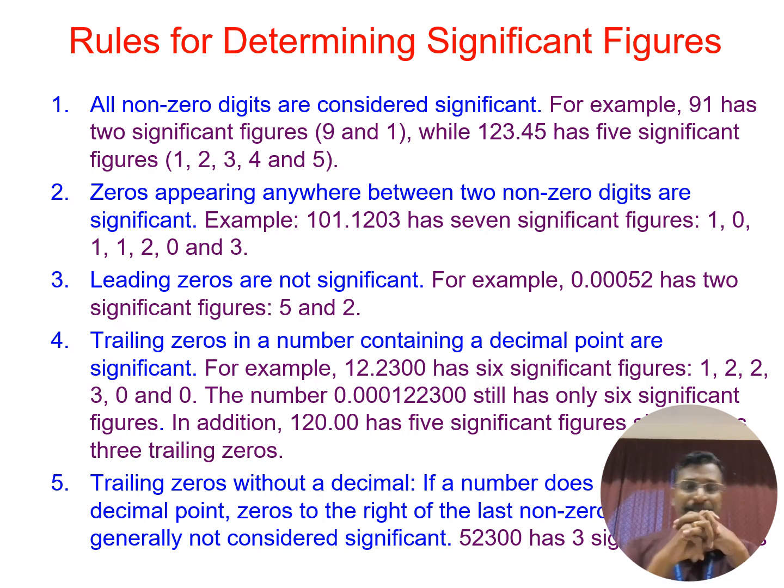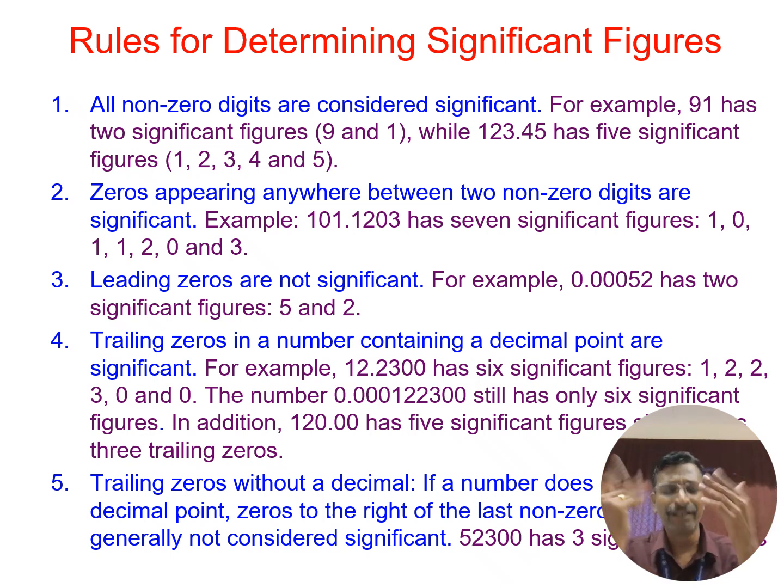Then second step, 0 appearing anywhere between 2 non-zero digits is significant. Very simple. Look at the left and right of the 0. Both are digits, then the 0 is also a significant figure. That means left and right of 0 is a non-zero digit, then that 0 is considered as a significant figure.